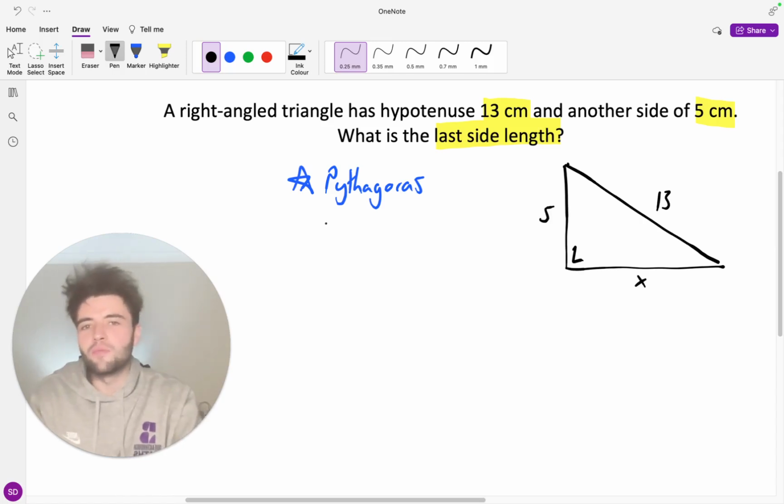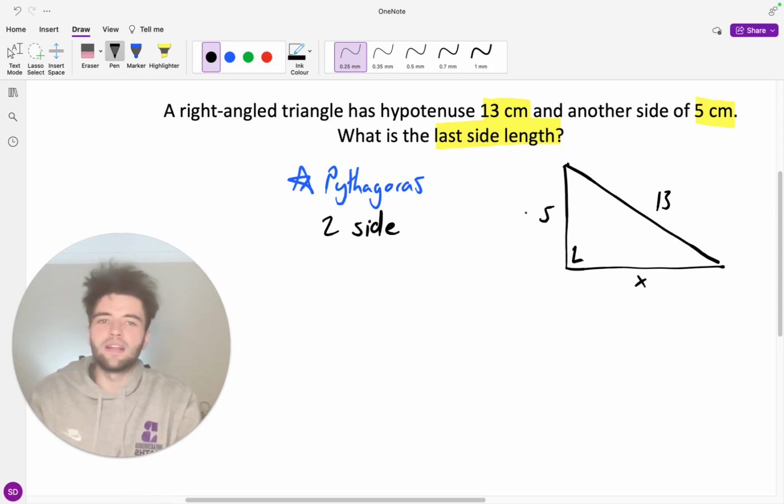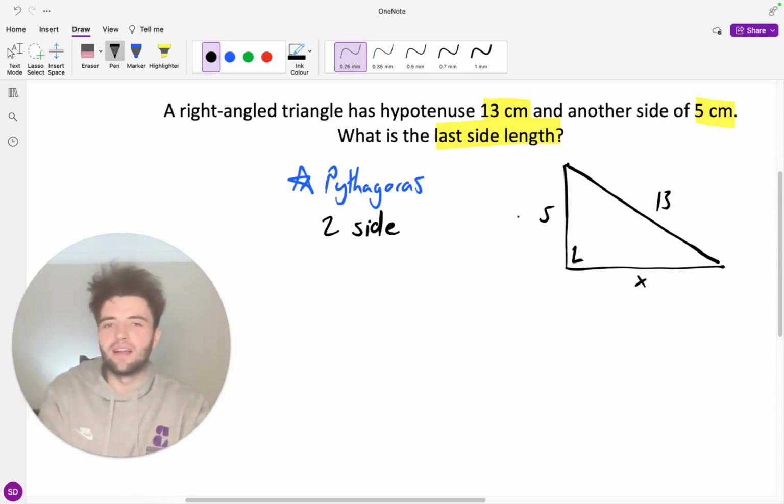So we use Pythagoras' theorem when we have two side lengths and no angles. If we had an angle here instead of a side length, we'd have to use our trig ratios, but luckily we don't have to do that here. And so now we can just set up our equation.